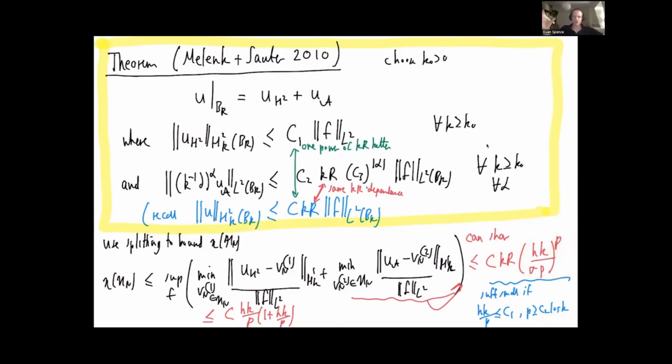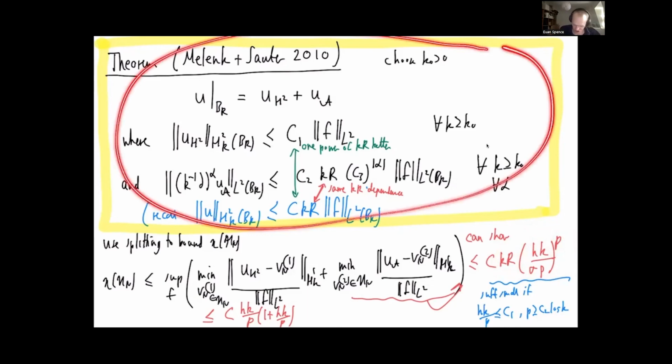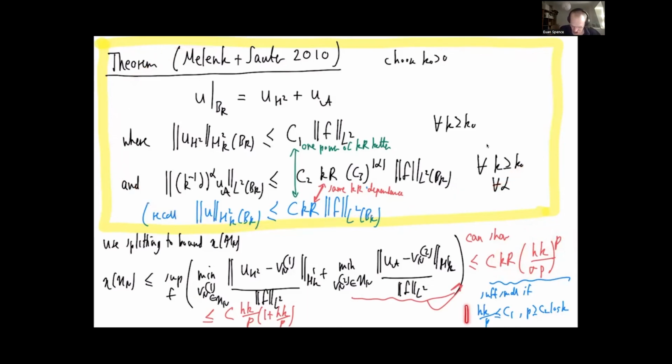Okay, so that then is this result. Thanks to this splitting, I can show that these conditions, hk over p less than or equal to C1 and p greater than or equal to C2 log k, give me this eta sufficiently small, which then gives me this k-independent quasi-optimality. And that's the statement that the hp finite element method doesn't suffer from the pollution effect.